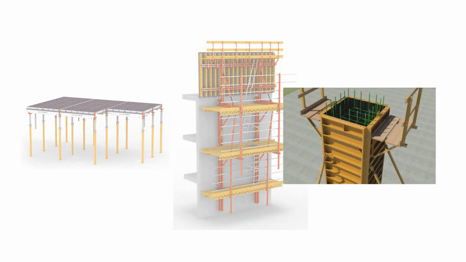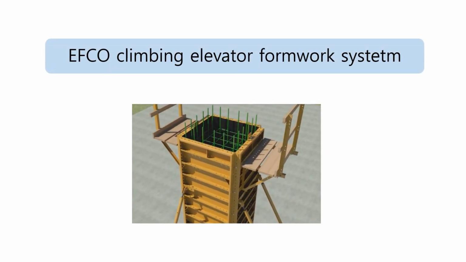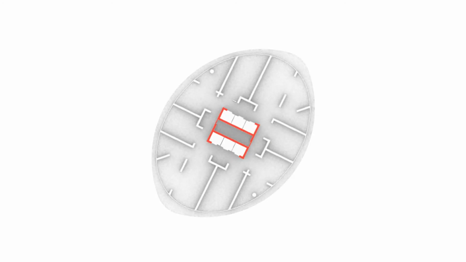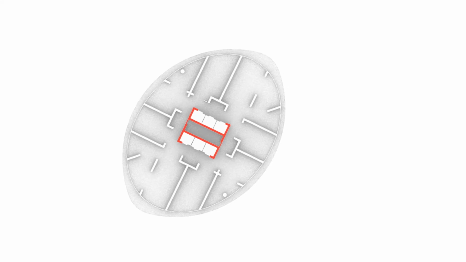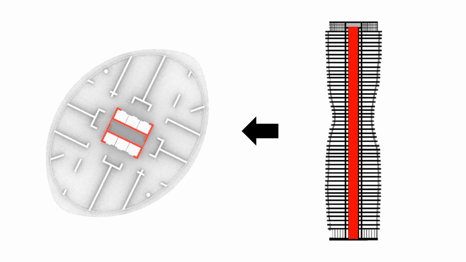Finally, EFCO, the Climbing Elevator Formwork System, a construction method to make a core. Since the walls and slabs were completed with skydeck and the RCS form, core parts also needed to be stacked quickly at the speed of construction. In the case of the Absolute World Tower, the slab rotates, but the core rises steadily without rotating.